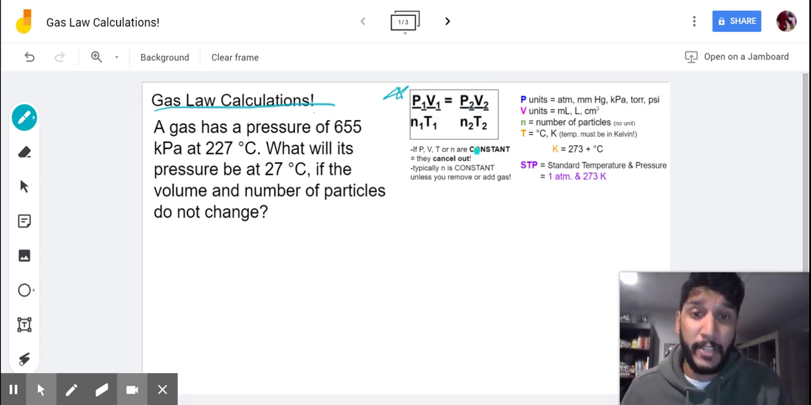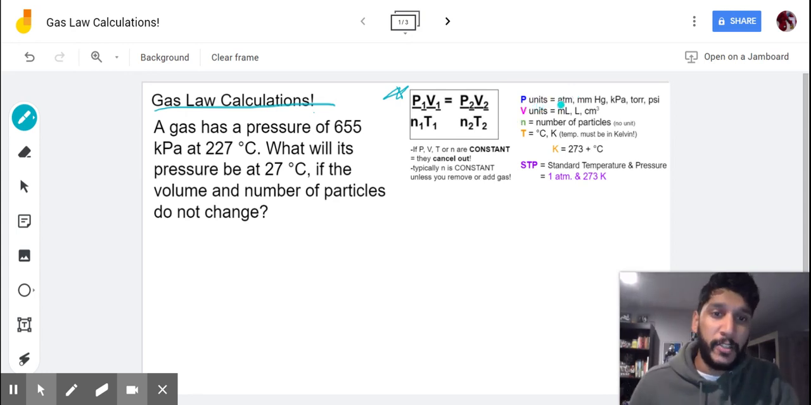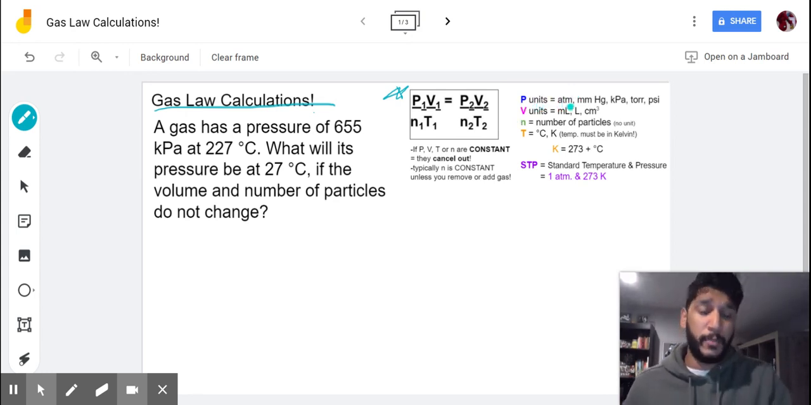There's a lot of different stuff, so I like to just call it PIVNAT. P is for pressure. Some units for pressure: atmospheres, millimeters of mercury, kilopascals, torr, psi. V is for volume, and some units for volume are milliliters, liters, cubic centimeters. N is the number of particles, so it's just an amount of stuff. There's no technical unit for it.